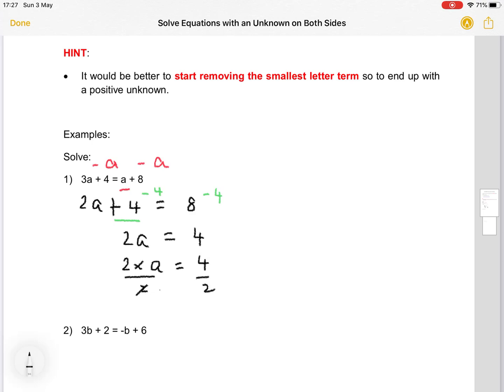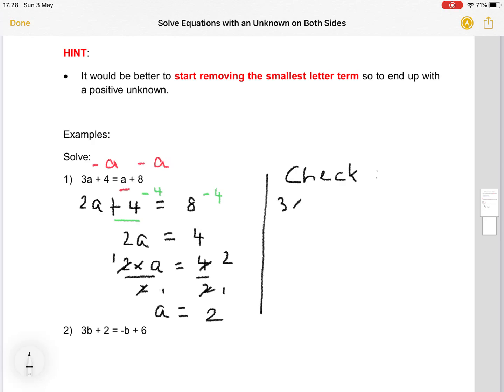I cancel the 2 with the 2. I cancel the 2 with the 4. So A, the unknown value, is equal to 2 division by 1, it is 2. To check, boys, we substitute A by 2 in the equation. So wherever there is an A, we write down a 2.